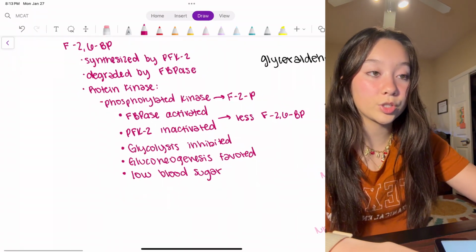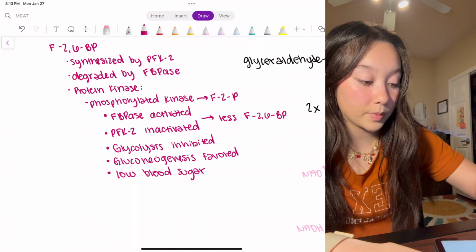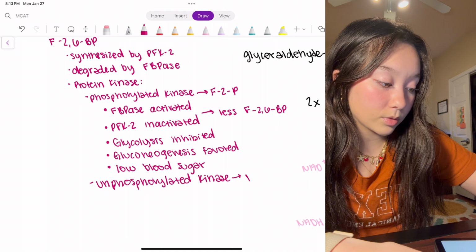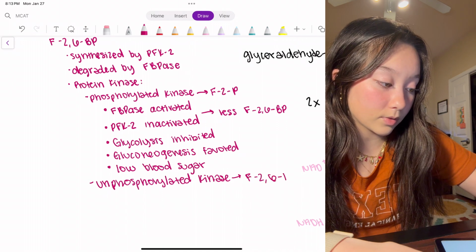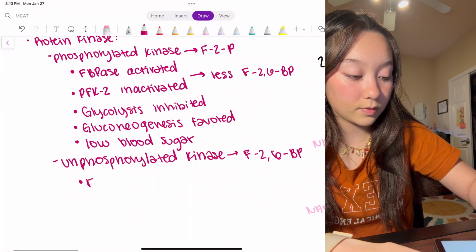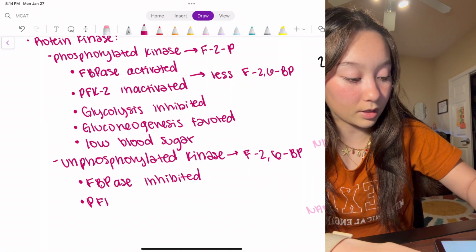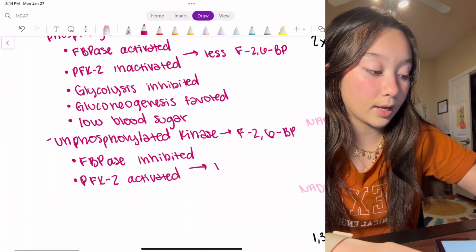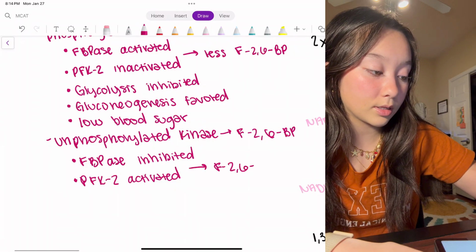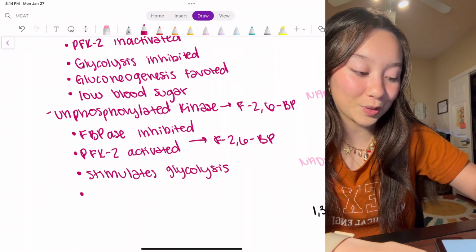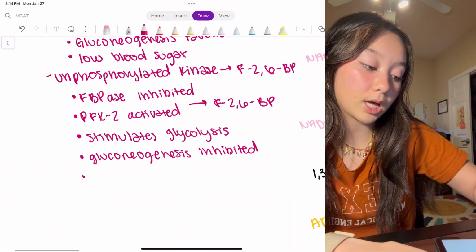Now let's switch to the unphosphorylated form. The unphosphorylated form is going to be fructose 2,6-bisphosphate. And so everything here is opposite. FBPase is inhibited, PFK2 is activated, and this all means that there's more F26BP. This stimulates glycolysis and inhibits gluconeogenesis. And this is in response to high blood sugar.